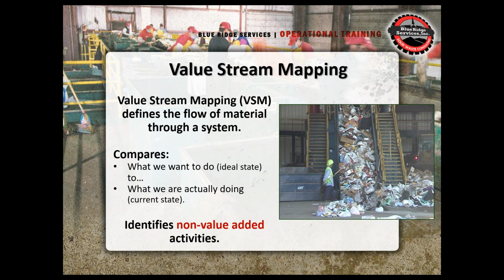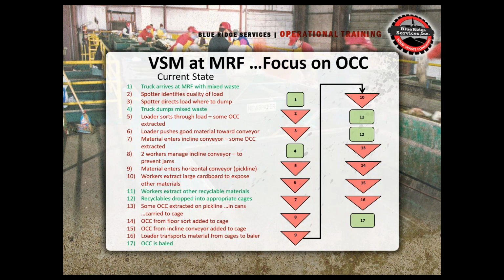Value stream mapping lets us look at what is actually happening, what are the tasks and steps we're actually performing, and what are the steps that we just really need to perform. So for example, we could look at a MRF focusing on cardboard, and we could have a whole bunch of steps. In this case, we've got 17 steps between the time the truck arrives at the MRF and the time that cardboard is baled. And some of those are what we call non-value added. They're just wasted steps.